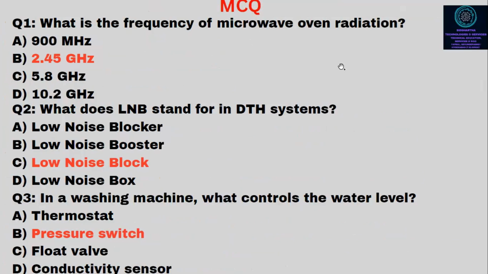Okay, now we will go to the MCQ part, which is important for us. A few of the questions I have taken here. What is the frequency of microwave oven radiation? The correct answer is 2.45 gigahertz. That is question number 1. Question number 2, what does LNB stand for in a DTH system? I just now said that LNB stands for low noise block downconverter, or low noise block. Third, in a washing machine, what controls the water level? The pressure switch controls the water level, right?